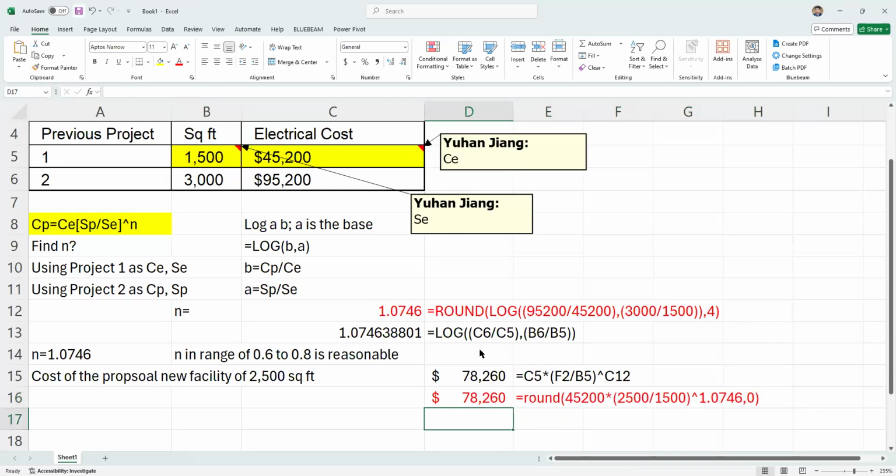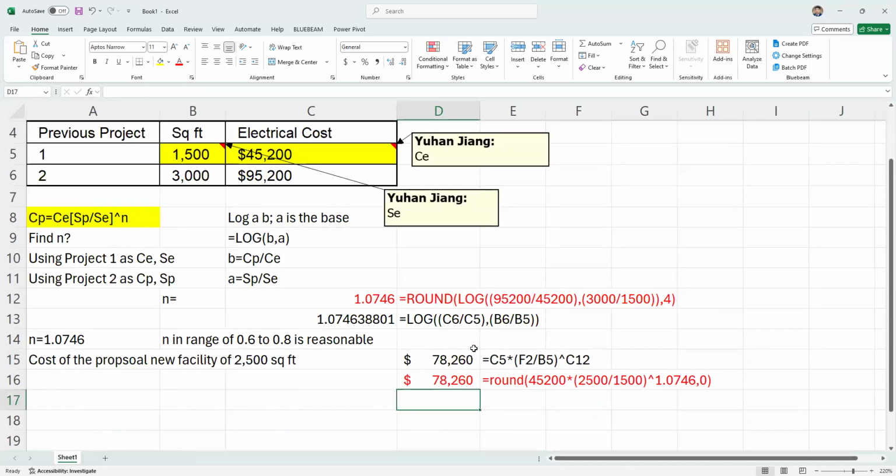Any question? Yes. Keep the final number as an integer, okay? Round to 0. And for the n, keep the 4 decimal places. For the cost, keep 0.